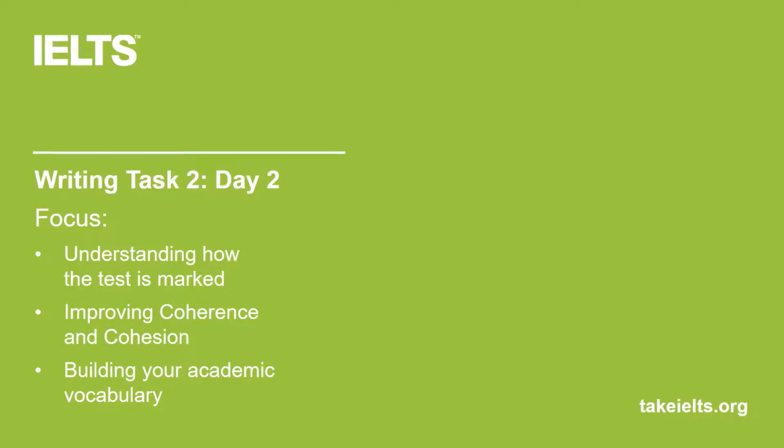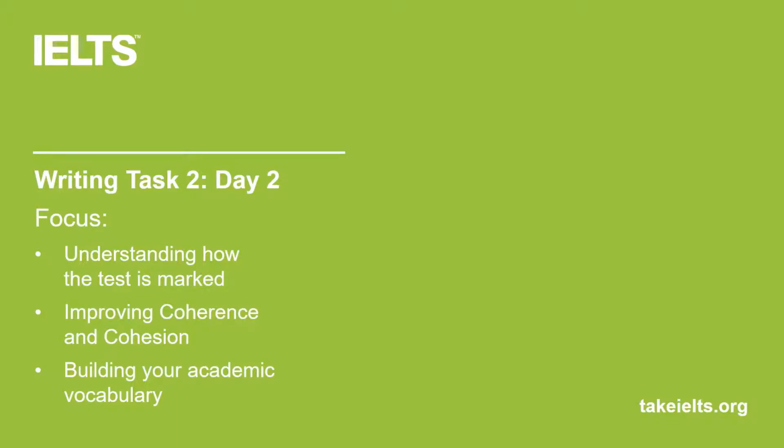On day 2, it's really looking more at how the test is marked. So looking at the criteria that the examiner uses to mark your work, and looking particularly at coherence and cohesion. So coherence is how logical the organization of your essay is overall, from the introduction to the body paragraphs to the conclusion. That's coherence. Cohesion is the way that you link your ideas in your sentences and in your paragraphs. So it's using words like despite, whereas, however, for example, etc. So work on those linking devices as well.